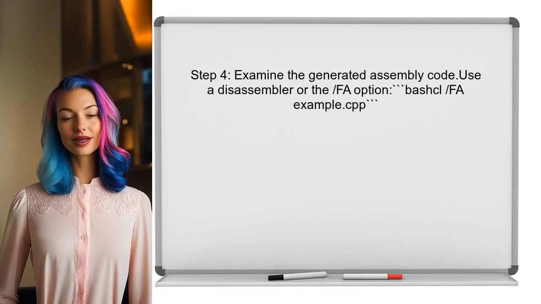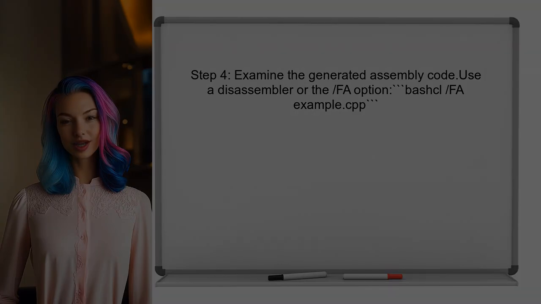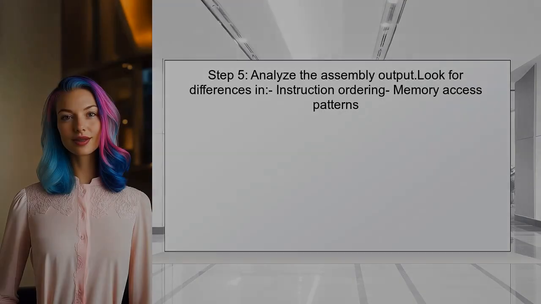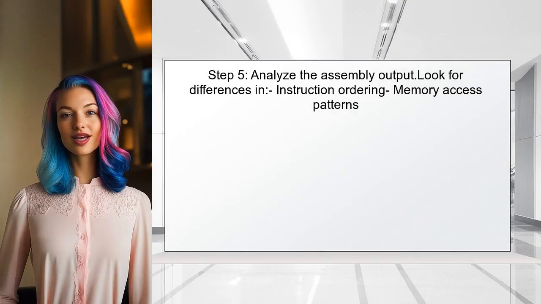Now, the user can examine the generated assembly code for both compilations. This will reveal how the ordering of operations differs between the two options. Finally, the user should analyze the differences in the assembly output. This will provide insight into how the /volatile:ms and /volatile:iso options affect the compiled code.